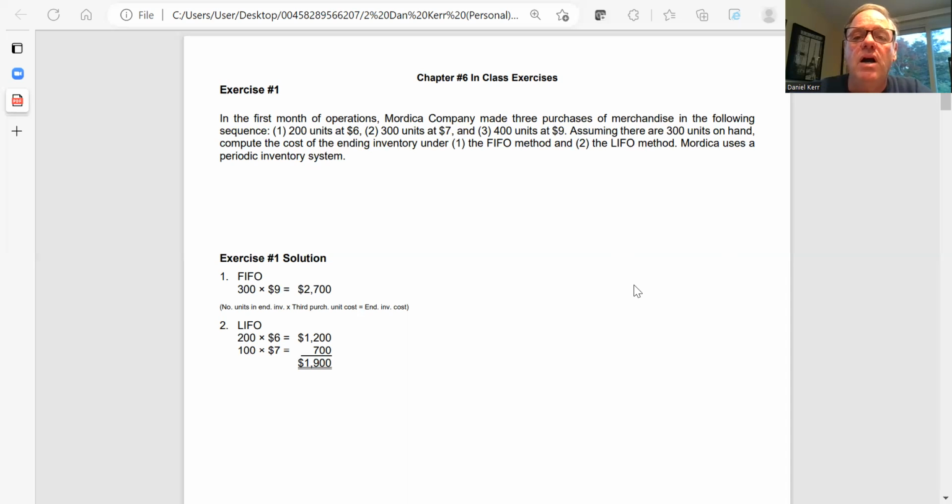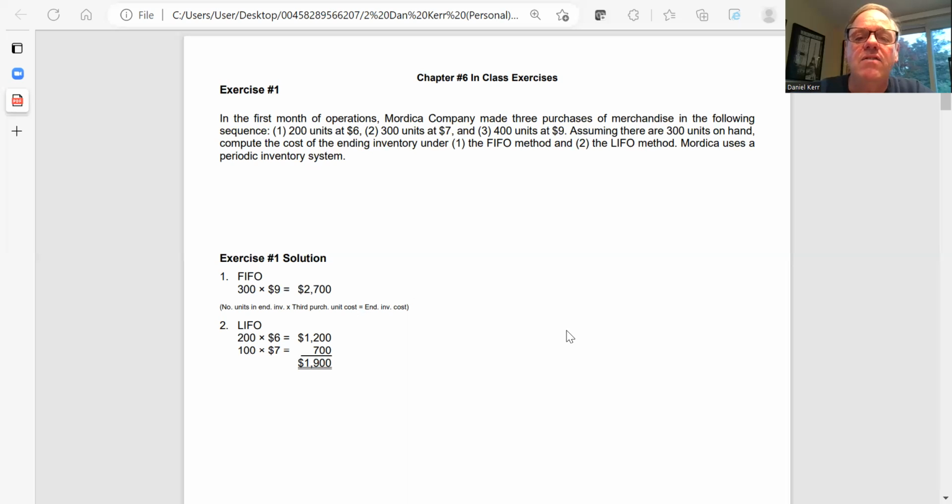So in FIFO, ending inventory, and they're using a periodic system, which means we figure out the inventory at the end of the period. We don't adjust the inventory every time there's a purchase or a sale. FIFO means first in, first out, so your ending inventory is going to be made up of your most recent costs. There are 300 units on hand, and looking back from my most recent cost, the third purchase was 400 units at $9. I've got 300 in inventory, so I take 300 times $9. That gives me $2,700 as my ending inventory.